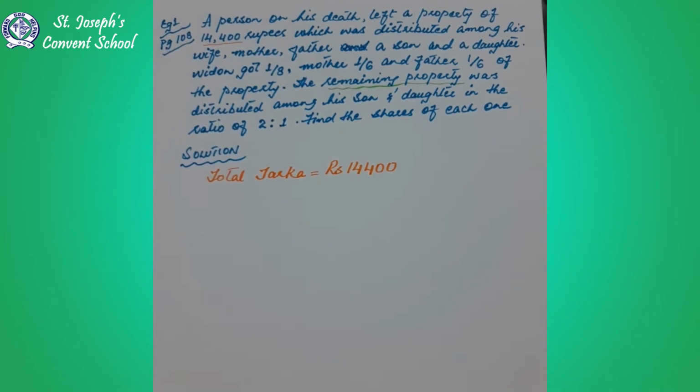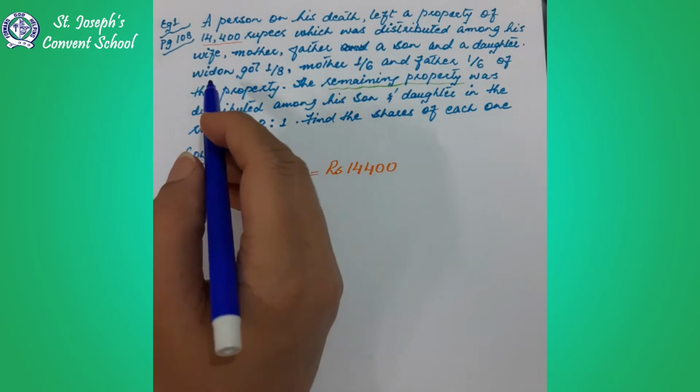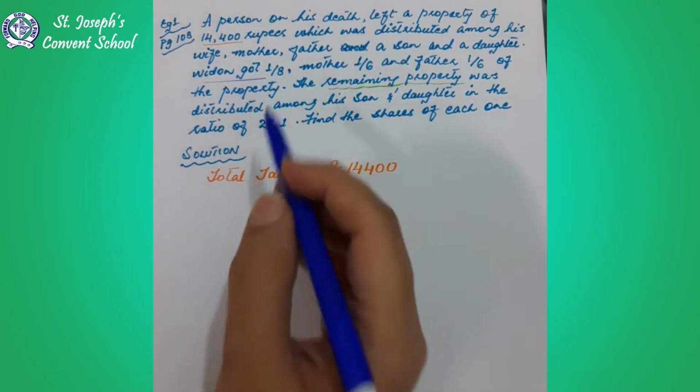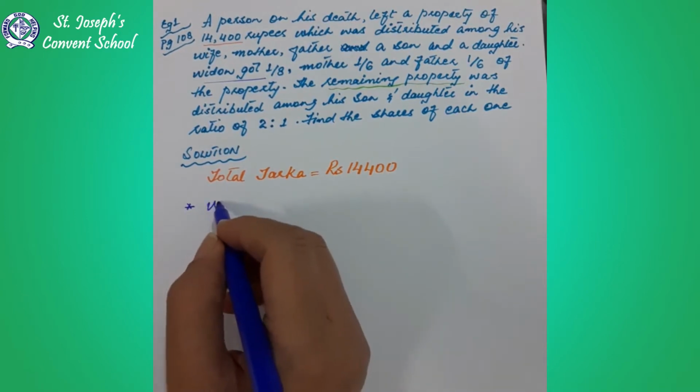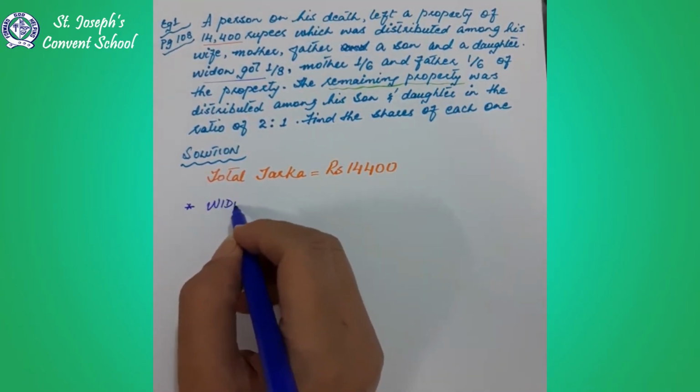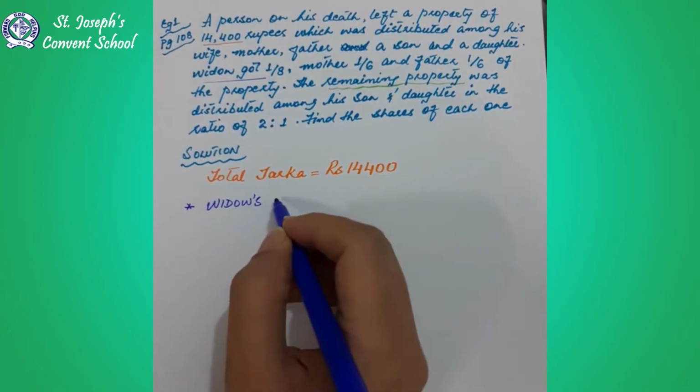After writing the total amount, total tarka, now you will divide the amount one by one. There is no loan given in the question, no debt, no dower amount. So we will directly distribute the amount. Now first one is the widow. Widow got 1 by 8. So we will start with the widow's share.